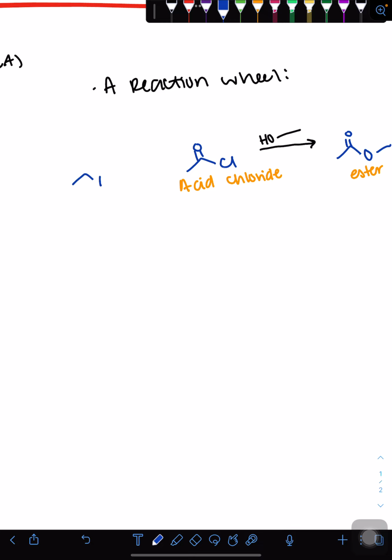But let's say we wanted to do an amide. What would we use for that? Probably an R group and an NH2. So we'll get rid of this chloride and put this in, and a hydrogen is going to attack the chloride, and it'll become HCl. Okay, what about making an anhydride?